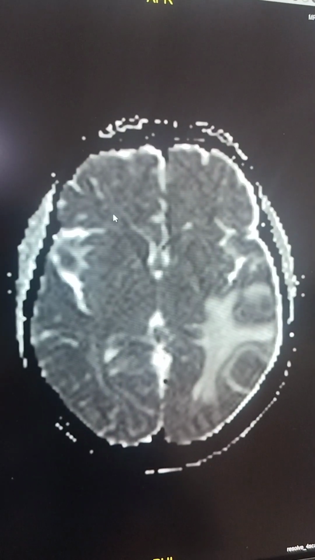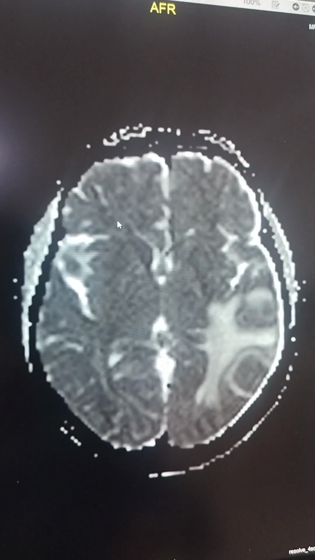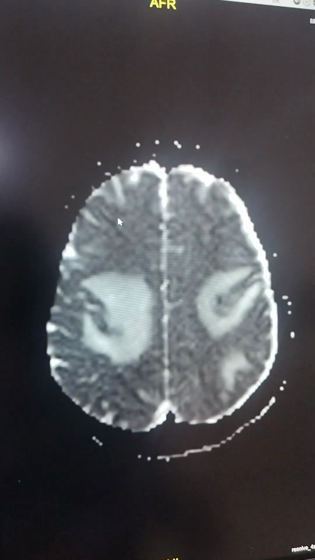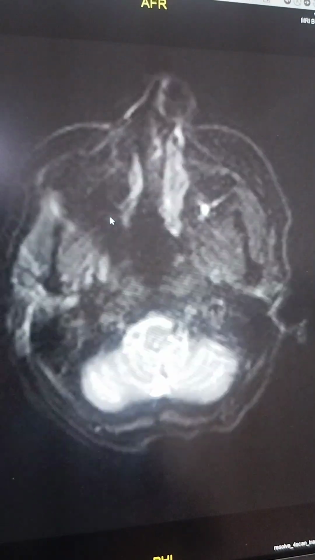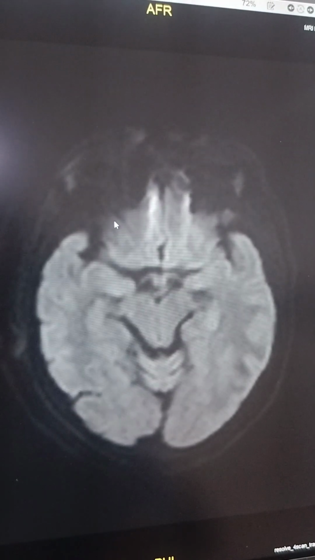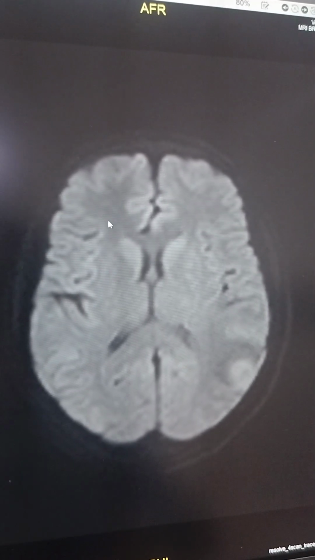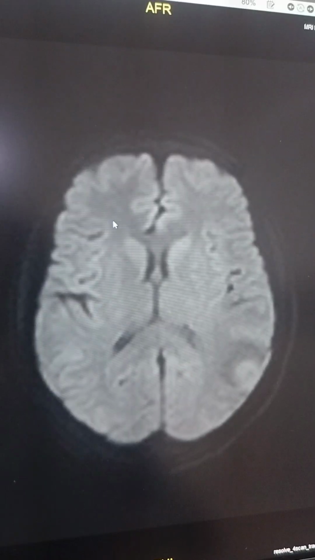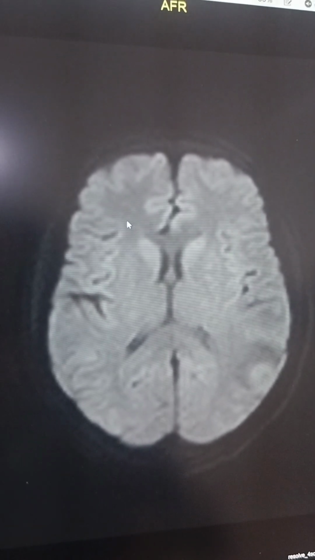Now let's come to the diffusion weighted sequence. You see, this is our apparent diffusion coefficient image, and this is our diffusion weighted image. What we are able to see over here, there is no central diffusion restriction. What does it mean? It is not an abscess.